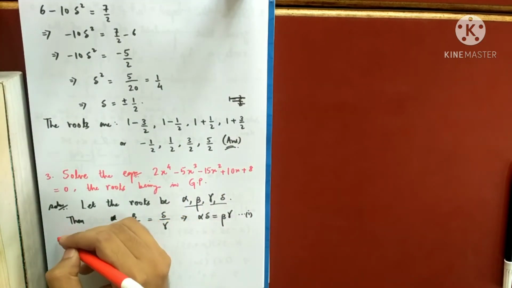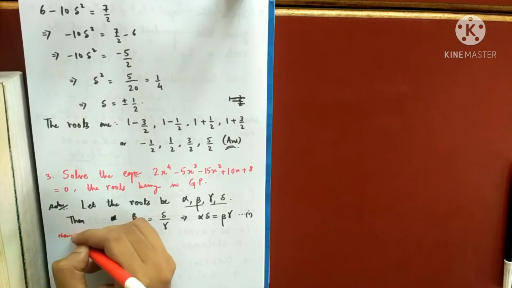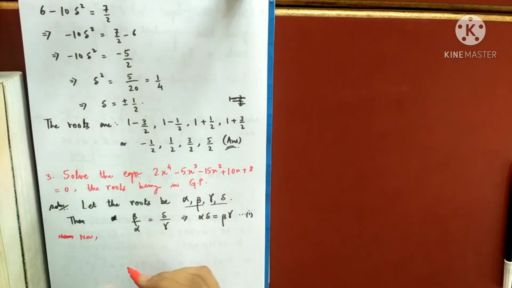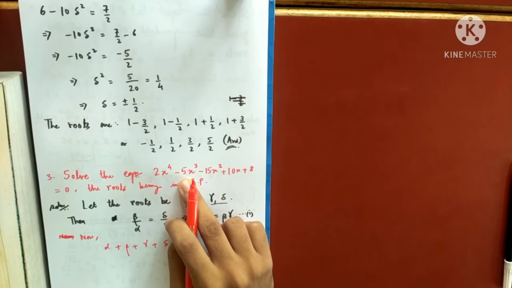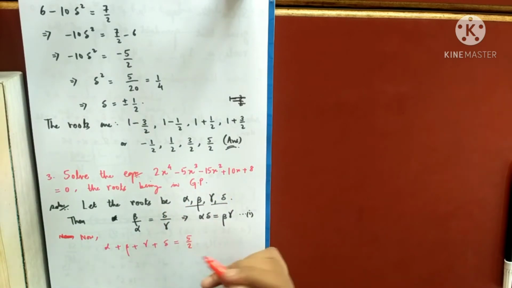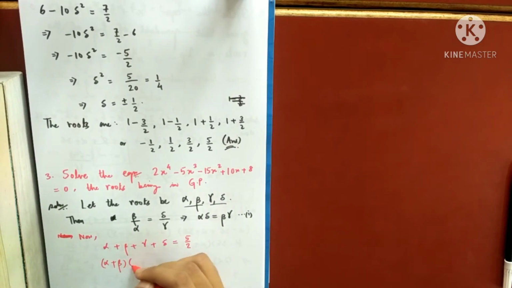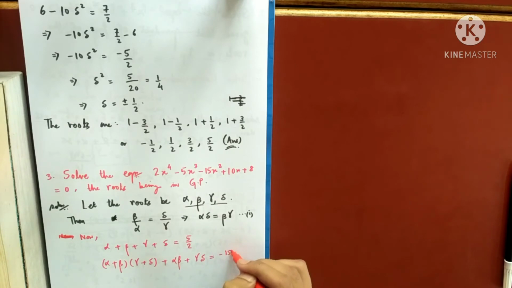So what was the first relation? I will write in the next page. Now, what was the first relation? Sum of the roots, alpha plus beta plus gamma plus delta. Their sum is minus b by a, that is, it will become 5 by 2. Let's write the second relation. What was the second relation? Alpha plus beta into gamma plus delta plus alpha beta plus gamma delta. This is equal to c by a, which is minus 15 by 2.